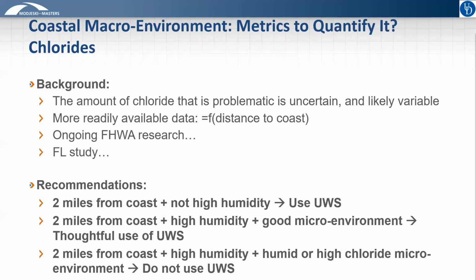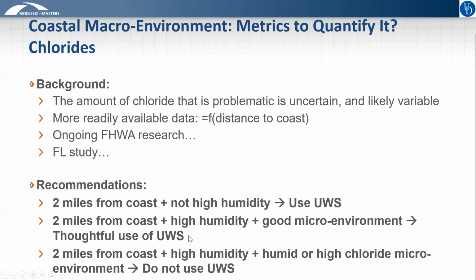So this information, combined with the relative humidity data and considering microenvironments, leads to alternative recommendations depending upon whether just one of these parameters is a concern. So if distance to the coast is low, but there's not high humidity, the use of uncoated weathering steel is recommended. Or conversely, if we have high humidity, but we're more than 2 miles from the coast, that also indicates acceptable performance of uncoated weathering steel.